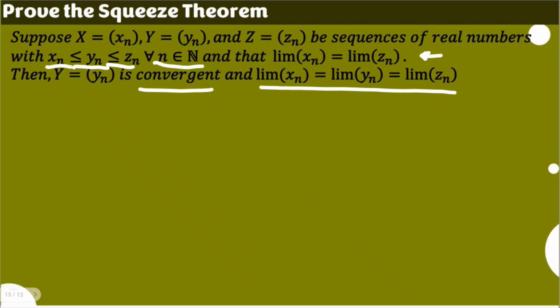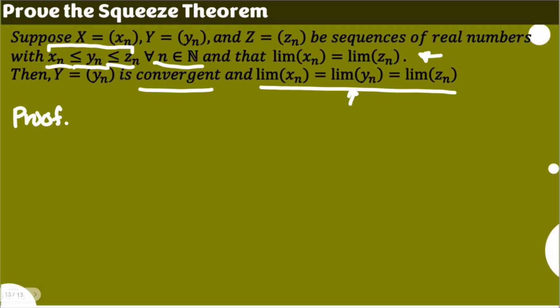This is called the squeeze theorem because it tells us that if there are three different sequences of real numbers where we can structure this order for all natural numbers n, but the limit of x sub n and z sub n are actually equal to one another, this tells us that the limit of the middle sequence, in this case y sub n, is equal to the two, and thus y sub n is convergent to that said limit. So we need to structure this proof in this manner.